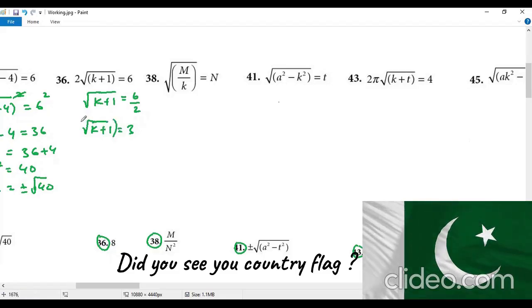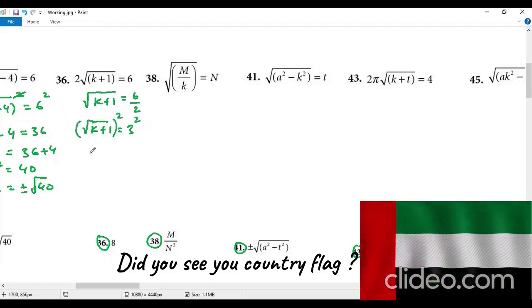Now we are going to square both the sides, and the sign of square will cancel the root, and k plus 1 equals 9. That means k is equal to 8.